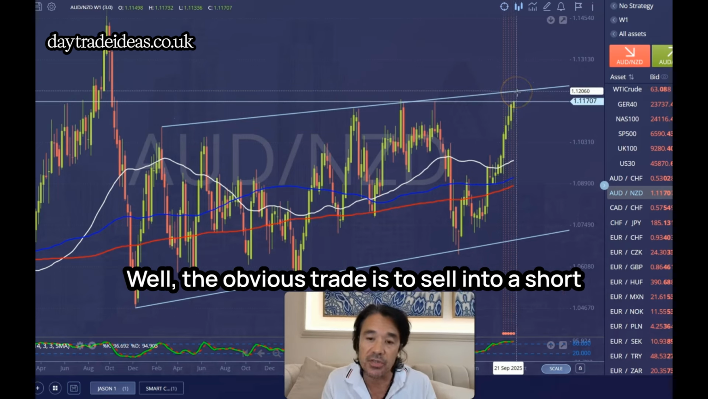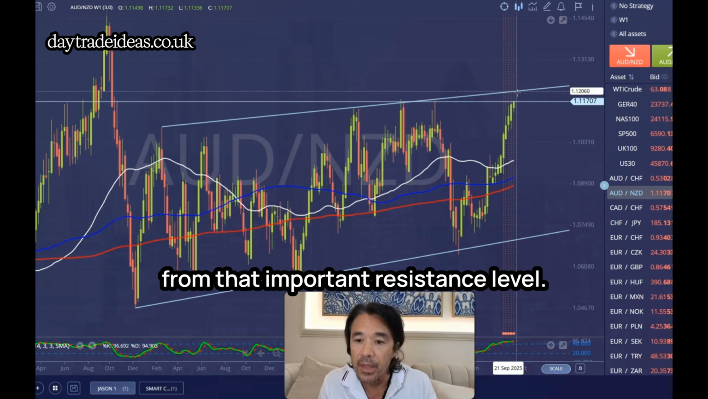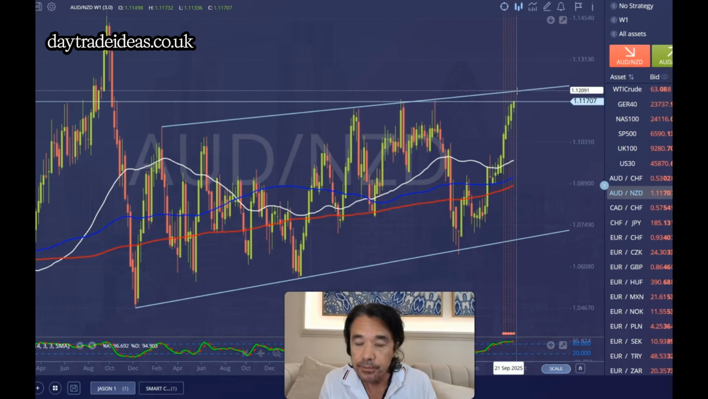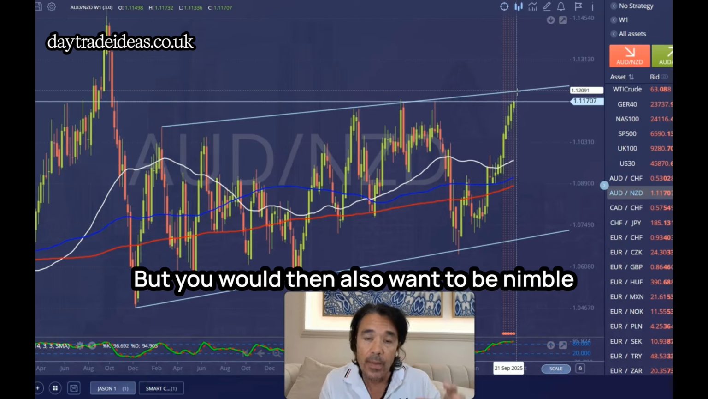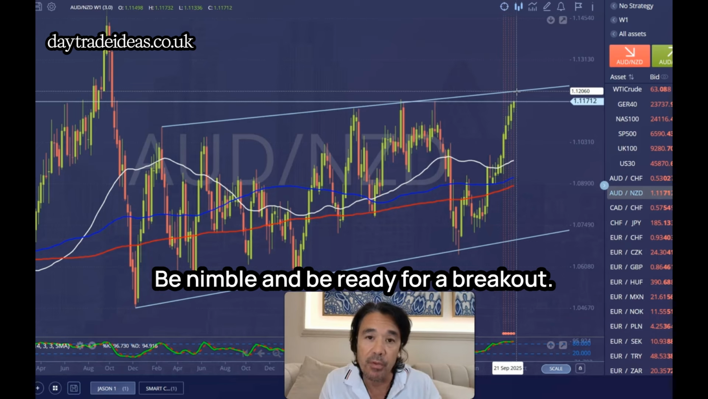Well, the obvious trade is to sell into a short position and see if the market reverses from that important resistance level. But you would then also want to be nimble when you're trading this sort of range, be nimble and be ready for a breakout.